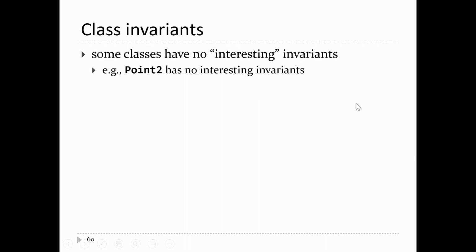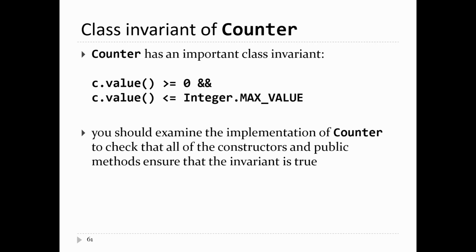So what's an example of a class invariant? Well, point 2 has no interesting invariants. Point 2 is just an x and a y coordinate, and there's no conditions on the x or y coordinate of a point. But that counter class that we've been talking about, remember, the counter is just this thing that counts from 0 up to integer max value. That does have a class invariant. In other words, the value of the counter is always between 0 and integer max value, because that's what the class promises, or that's what the class says it's trying to do. So if you look at the implementation of counter, if you look at its constructors, if you look at its methods, you can verify that these are in fact always true.